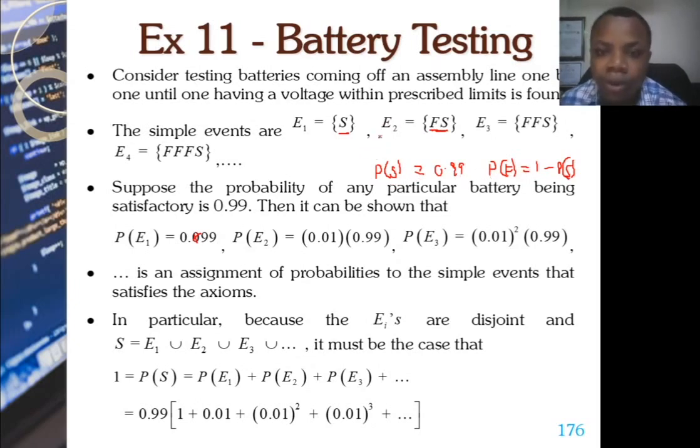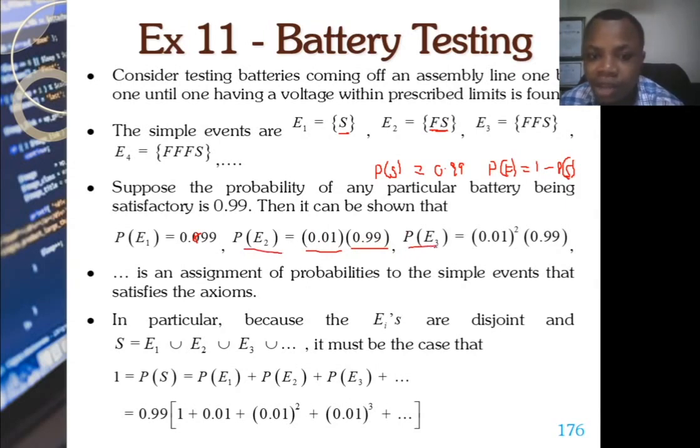Now, for event 2, because this comprises of failure and what? Success, we could just find the probability of event 2 by multiplying the probability of failure times the probability of success. And remember, probability of failure was equal to 0.01 and that of success was equal to 0.99. So that is going to give us what? The probability of event 2.